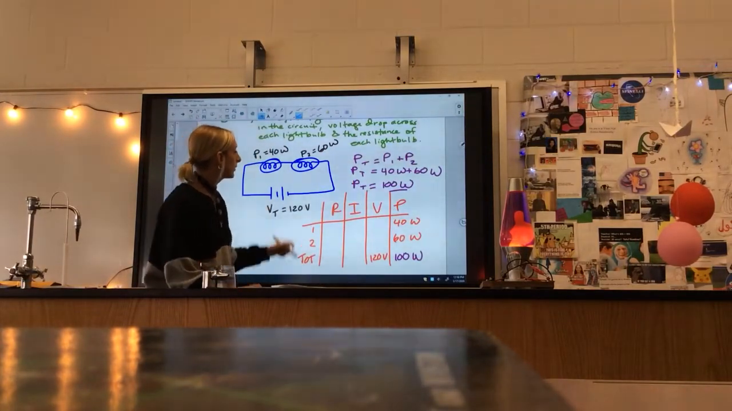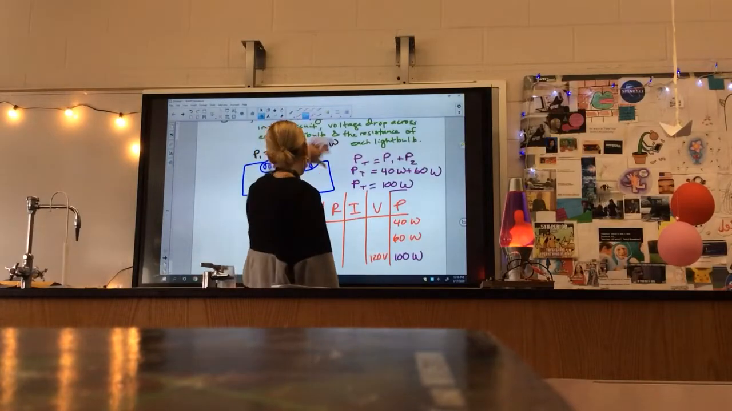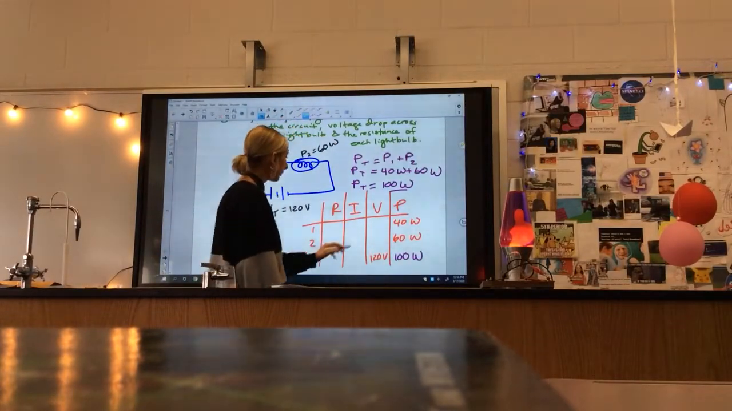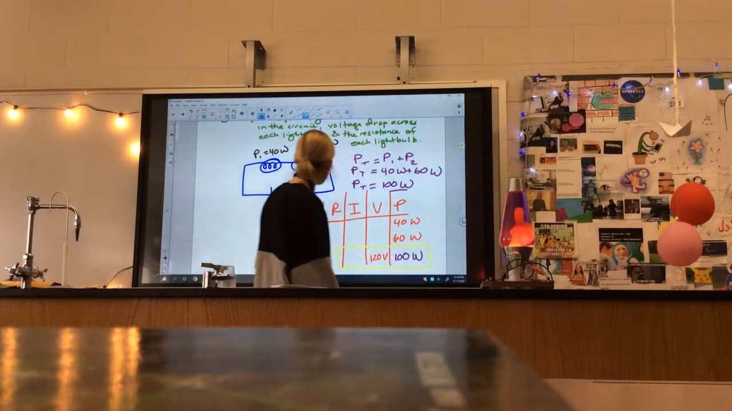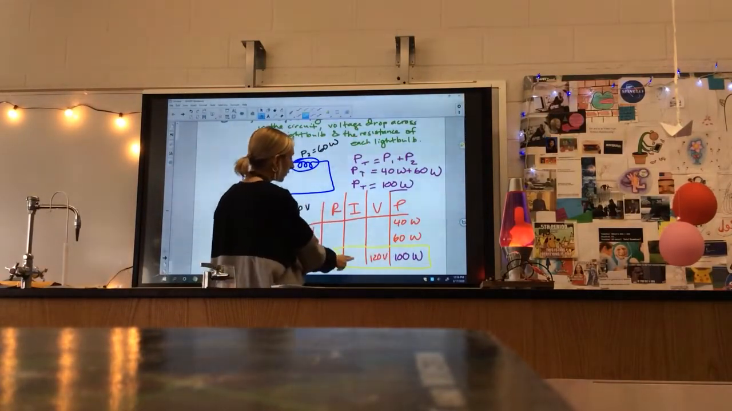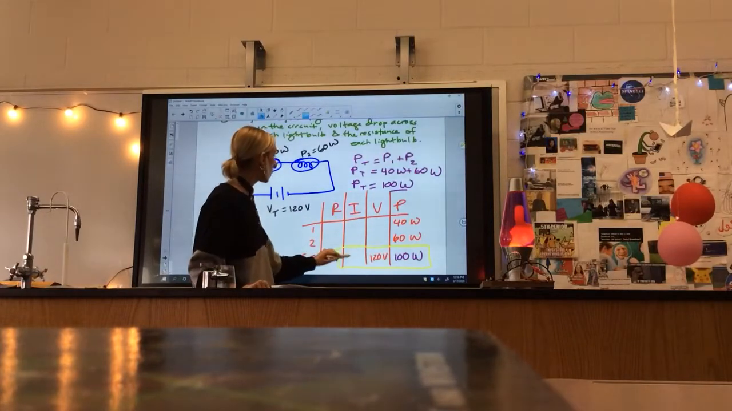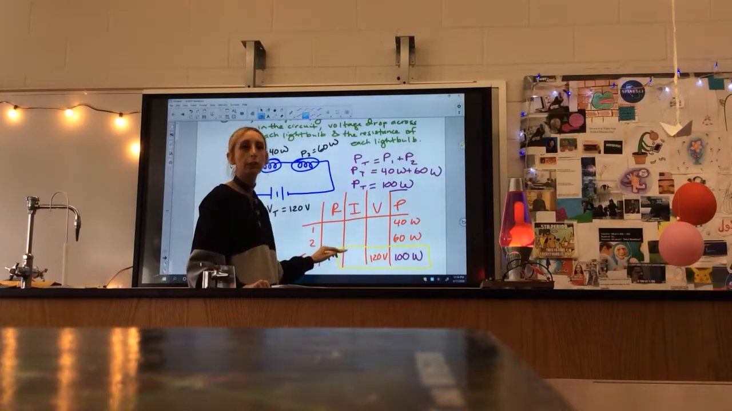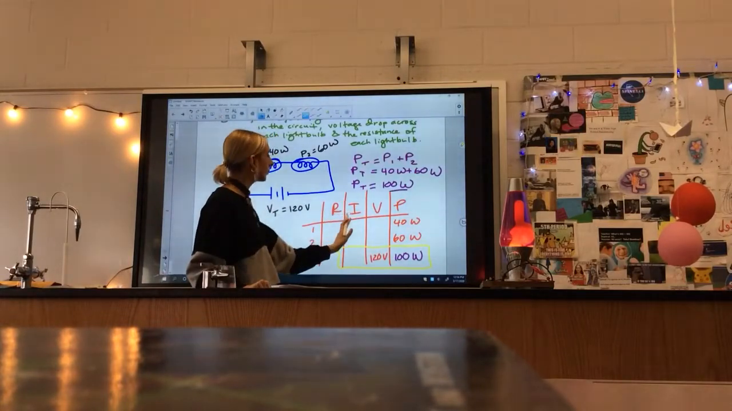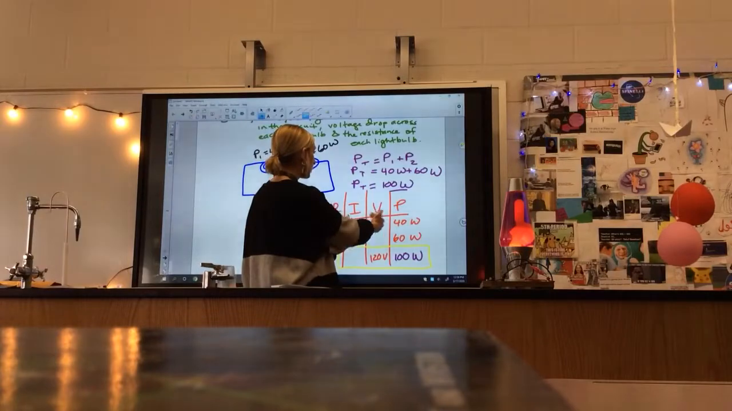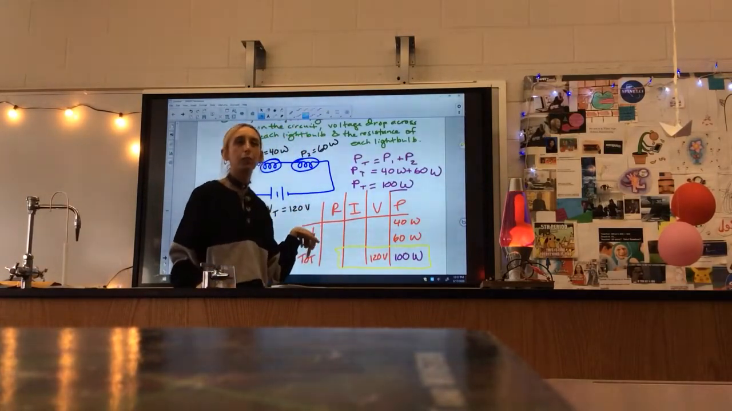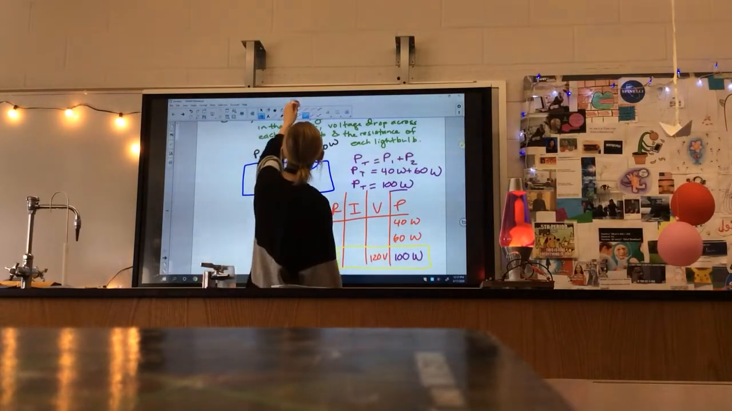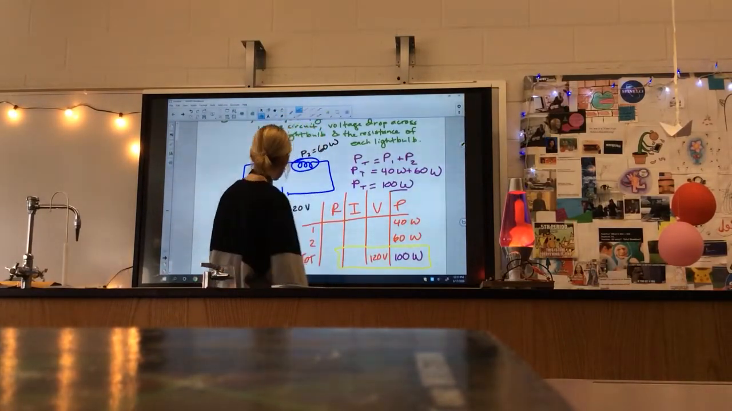Where do you want to go with this next? Well, you always want to look at where you have the most information. I would say you have the most information down here, specifically information you can use to find your total current. Because once you find your total current, you actually know your current across 1, your current across 2, which will be enough information to allow you to find the voltage drop across each one, and then to work your way backwards and find the resistance across each one. Okay, so first things first, we're going to find I total.